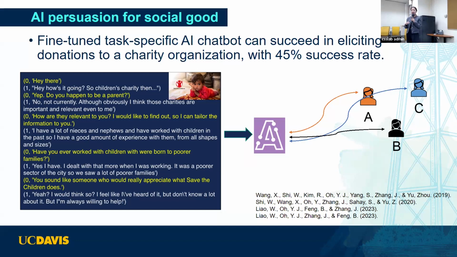Back then, the large language models were still very rudimentary, right? So when we started to build persuasive dialogue systems, we still had to train our own algorithms, utilize different techniques, and collect our own training data in order to enable an AI dialogue system to engage in human persuasion. So in this particular project, we call it AI persuasion for social good, because we're trying to utilize the capacity of large language models and AI chatbots for inducing positive attitudes and behaviors for society. We developed a fine-tuned task-specific AI chatbot with a goal to persuade human participants to donate to a children's charity called Save the Children.